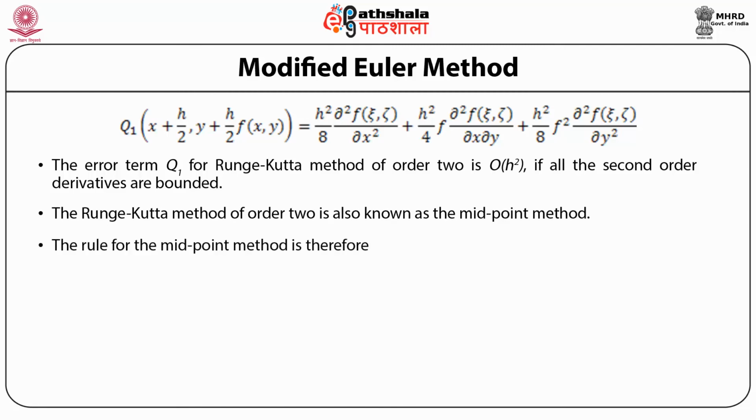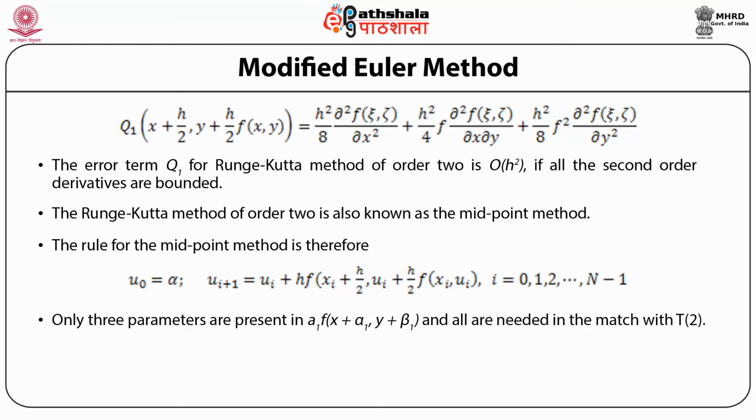The rule for the midpoint method is therefore u0 equals alpha, u(i+1) equals ui plus h f of xi plus h by 2, ui plus h by 2 into f of xi, ui, where i varies from 0 to n minus 1. So in the modified Euler method, only three parameters are present in a1 into f of x plus alpha 1, y plus beta 1, and all are needed to match with T^(2).